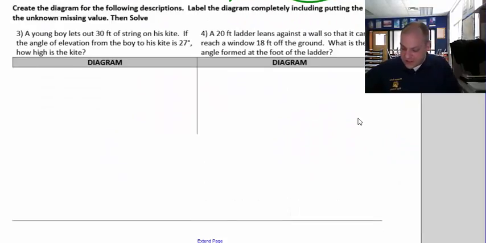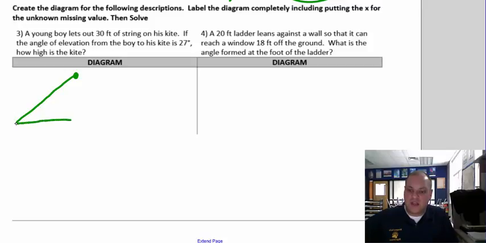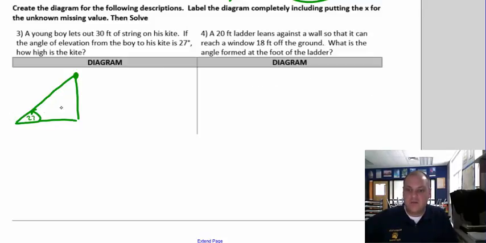All right, these we have to actually draw now. A young boy lets out 300 feet of string on his kite. So this is the kite problem. Here's the kite up here. You can draw a little kite if you want to. The angle of elevation they're talking about is going to be from the ground up. So that's this right here. The angle of elevation is 27 degrees. So this angle's 27 here.